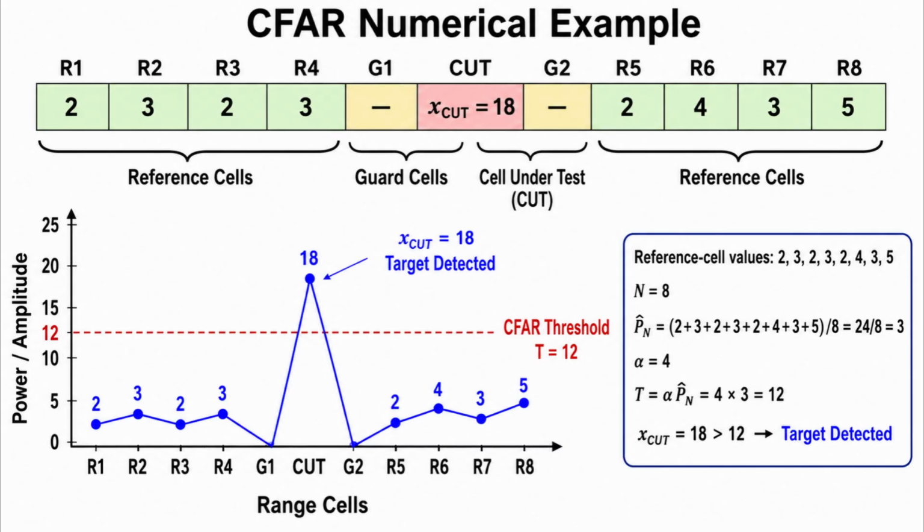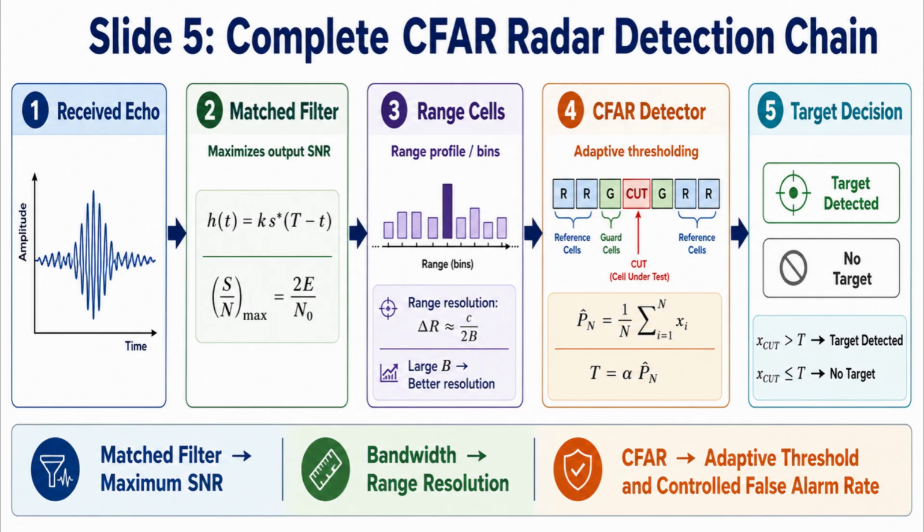Its value is 18. As shown by the graph, the CUT peak at 18 is above the red CFAR threshold line at 12. Therefore, since 18 is greater than 12, the radar declares target detected. This example shows how CFAR converts the local noise estimate into an adaptive threshold and then makes the final detection decision. This slide summarizes the complete CFAR radar detection chain.